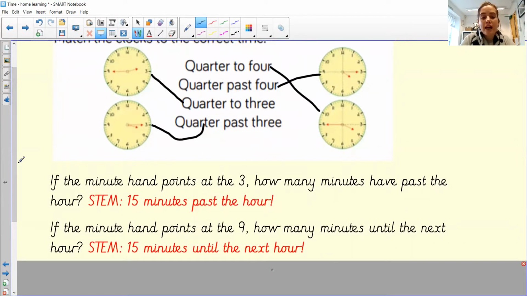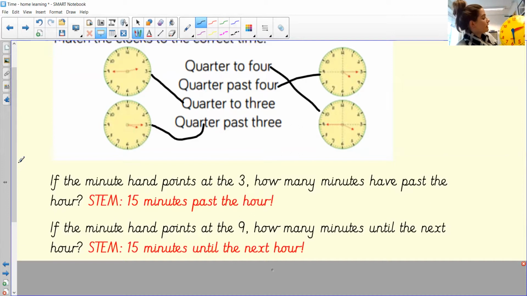So if the minute hand points at the three, let's do that. How many minutes have passed the hour? So we've talked about this being at the three and it's 15 minutes. There are five threes. One, two, three. Remember, every number is a 5 minute interval. So 15 minutes past the hour. That's your stem sentence that I want you to repeat over and over.